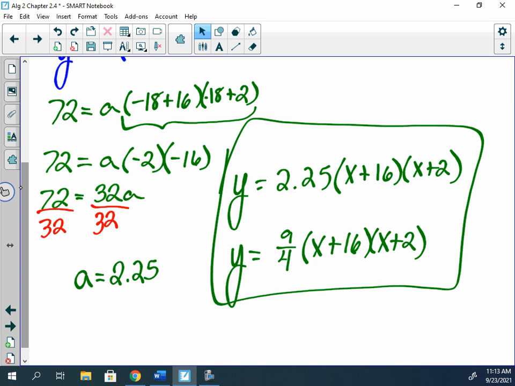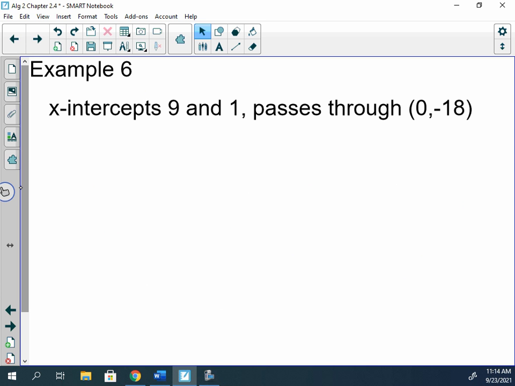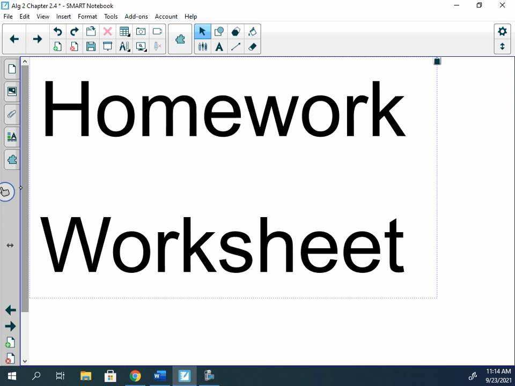Questions on this here? Do we need to see another example of one of these? Are we ready to move on to what is next? So we're good with vertex and point. We're good with x-intercepts and point. And the only thing left is the assignment, which also means we are done with chapter 2. We are completely done with chapter 2.